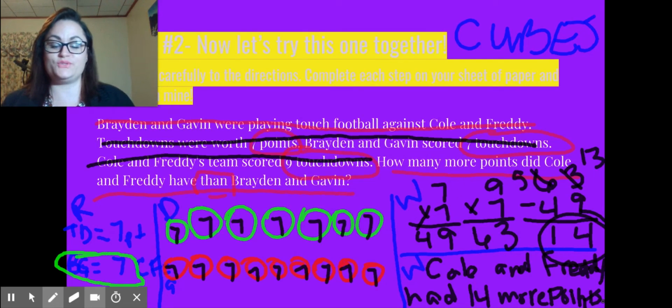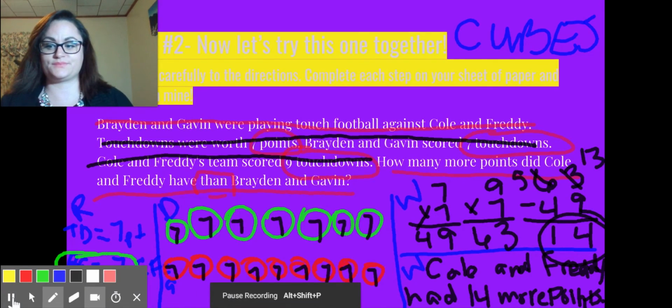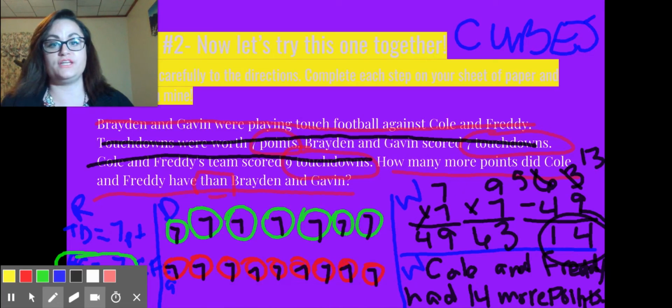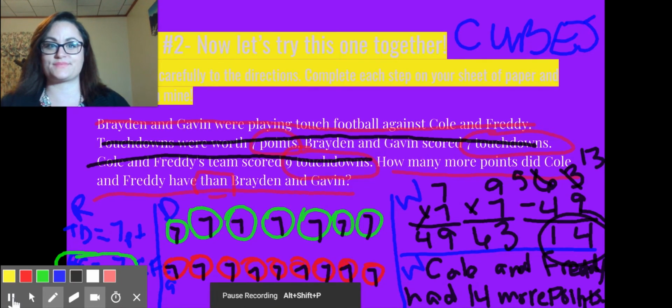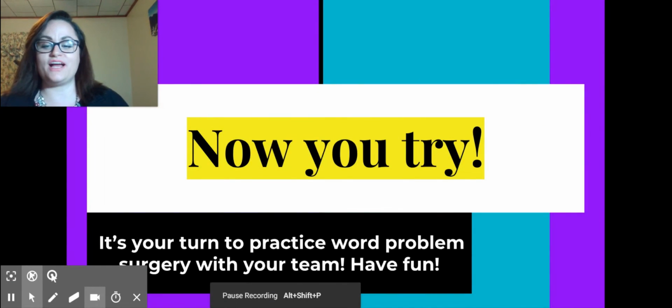You've had a chance to use cubes, read, draw, and write, to pull apart a word problem, dissect it like a surgeon, and answer the problem. Check your work with mine to make sure that it matches up. If it doesn't, don't erase. Just cross it off and do it underneath. That way you can see where you made your mistakes. Do you think you're ready to try some on your own? I sure do. Now let's go and try. It's your turn to practice word problem surgery with your team. Have fun.